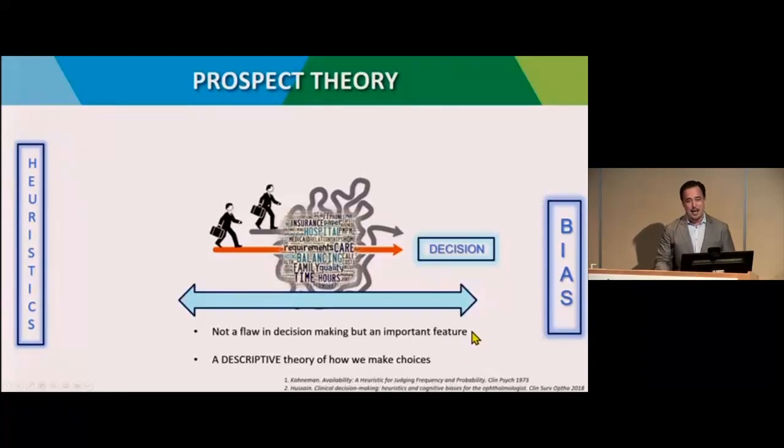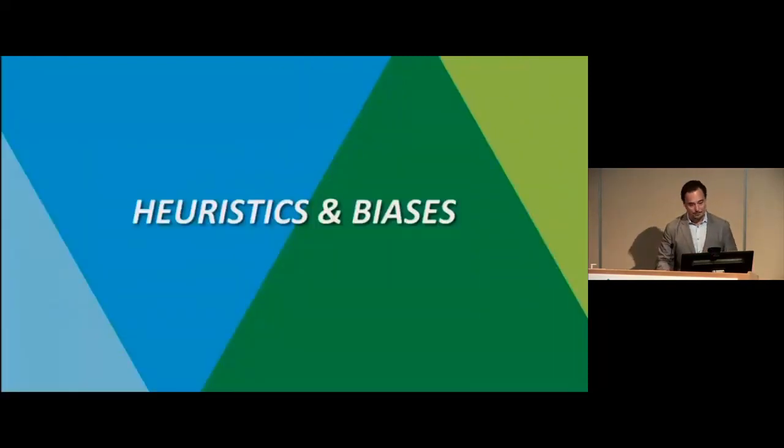And so, when we're using these heuristics and those are creating biases, we need that in order to make decisions and be efficient. If I could emphasize anything as we go through this talk, it's that heuristics and bias are not a flaw in our decision making, but rather an important feature that we all have. The concept of prospect theory, as we drill into the biases and heuristics, is to realize it's a descriptive theory of how we make choices. The goal isn't to eliminate bias. The goal is to understand we have it, recognize it, and be able to work with it, both within ourselves, our colleagues, our patients, etc.